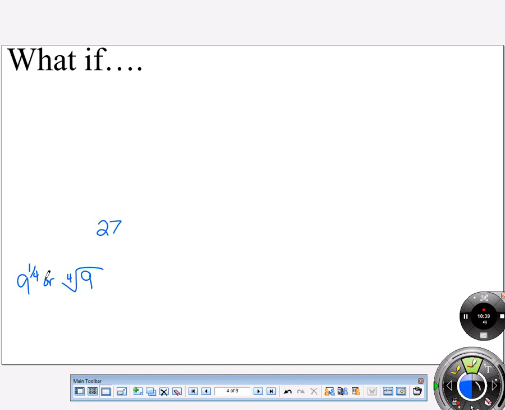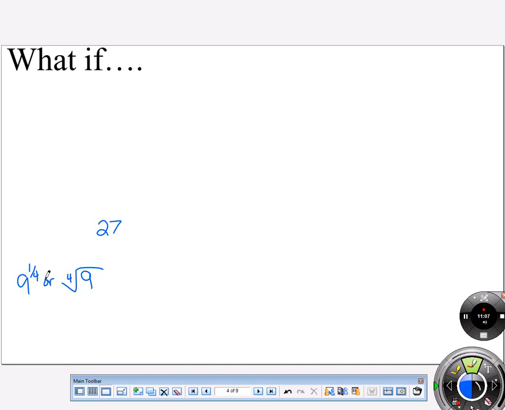It kind of depends on what the definition of simplified is. If the definition of simplified is, are there any factors of 4 in the number 9, any groups of 4 of the same factor? No. So in that sense, it is simplified. But with radicals with a different index, there's actually a little bit more to simplifying than what we would have thought of before.